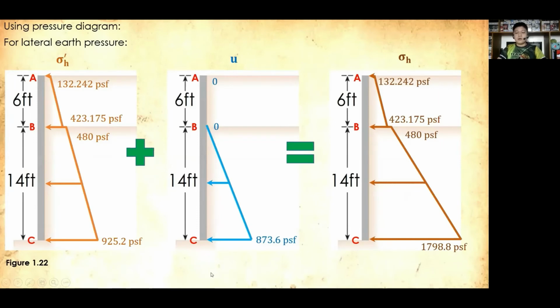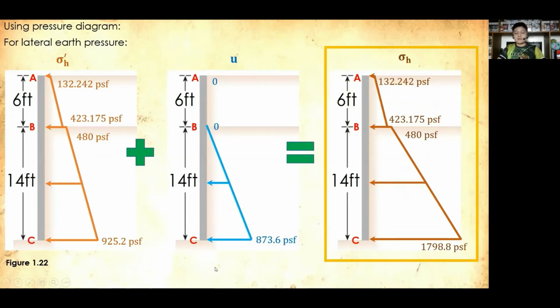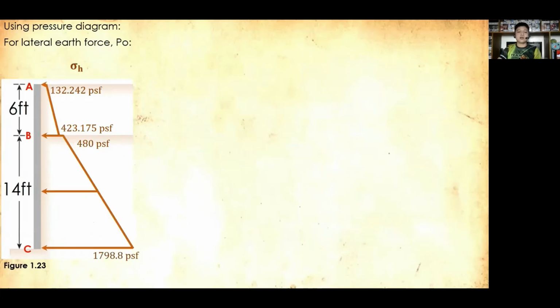Okay, so we will now take the last. For force, PO, and location, Z bar, we will consider only the total lateral earth pressure diagram. So using now our total lateral earth pressure diagram for our PO.